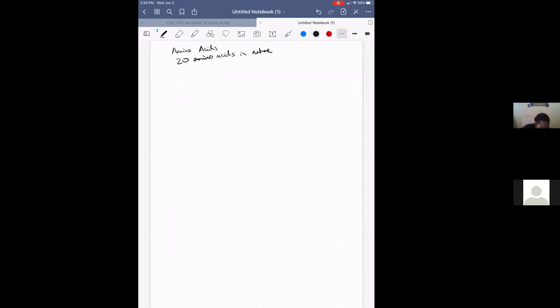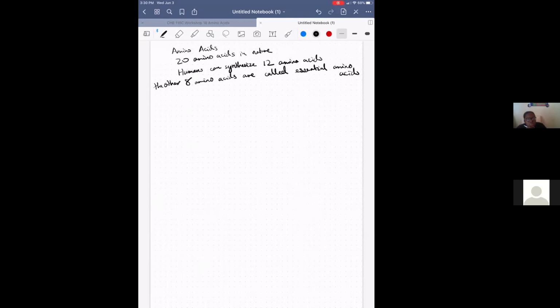Humans can make 8. Humans can synthesize 12. So our bodies can make 12 of these amino acids. The other 8 are called essential amino acids, and that just means that they're essential because we can't make them.